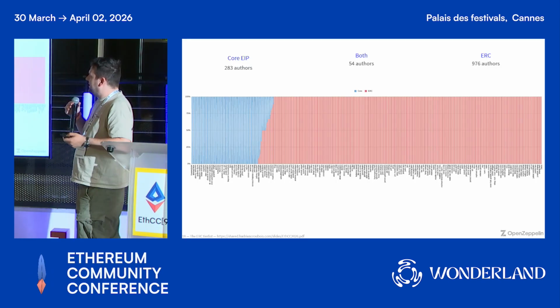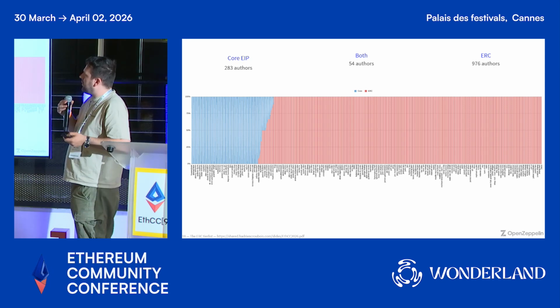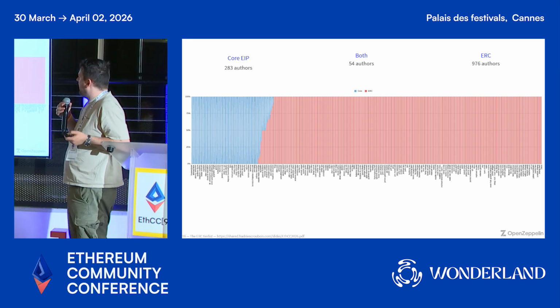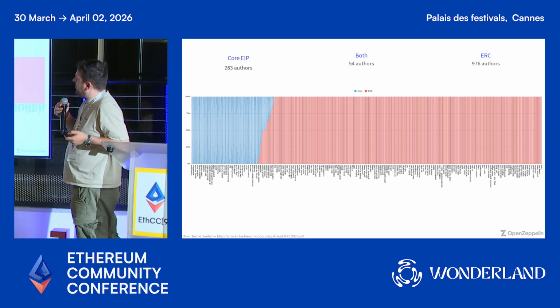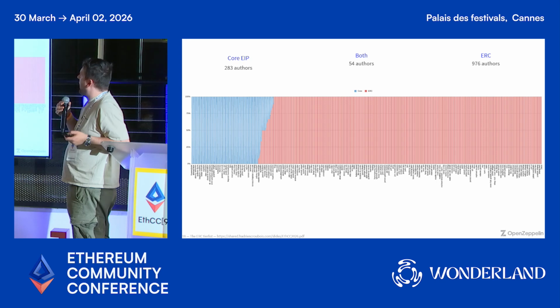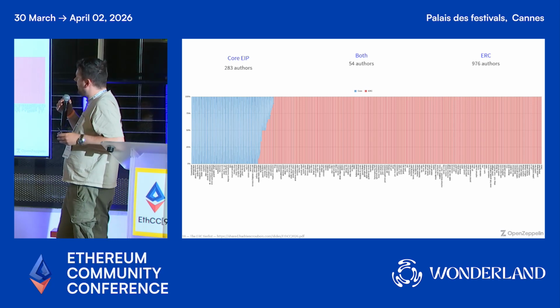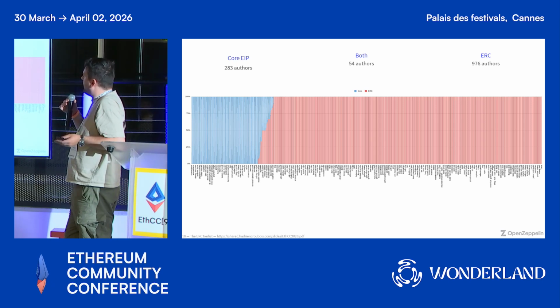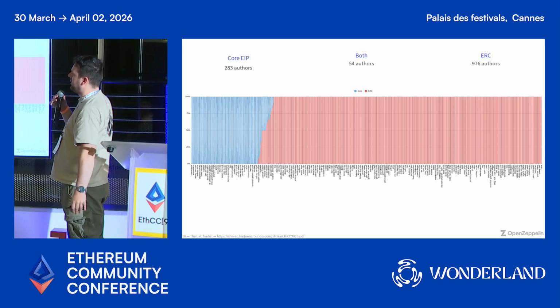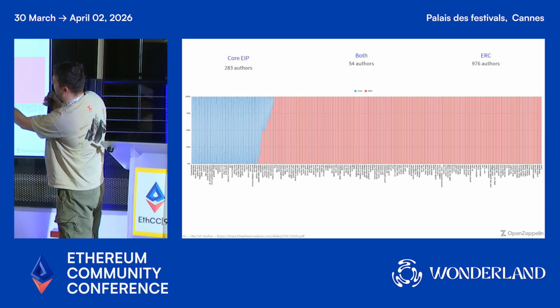And if we look, this is all the authors that have authored either core EIPs or ERCs, and the blue is the fraction of their authorship that is core EIPs, and the red is ERC. So basically, each column vertically is an author, and they are sorted. If you only authored ERCs, you are red. If you only authored EIPs, you're blue. And if you authored both, you are one of the 54. You are somewhere in the middle.